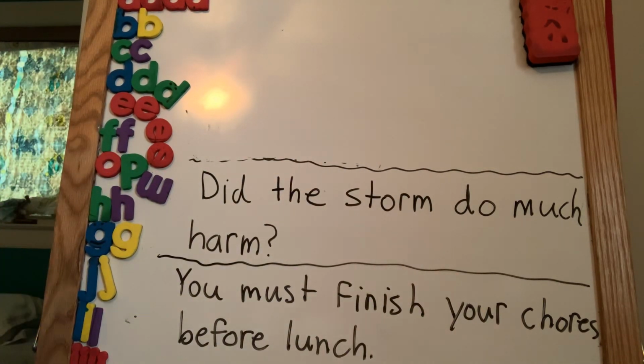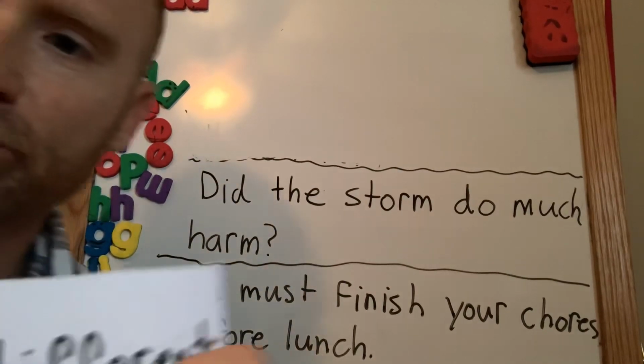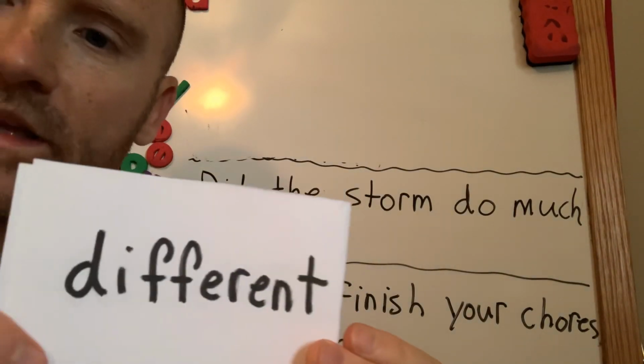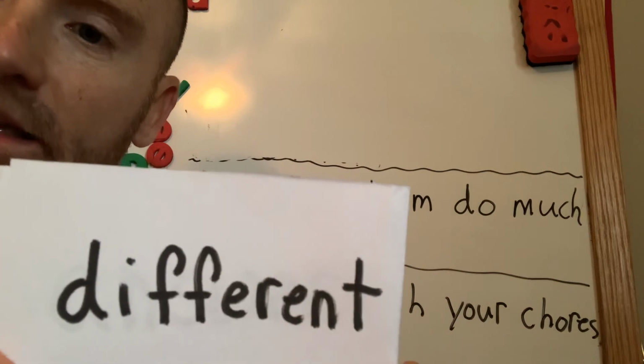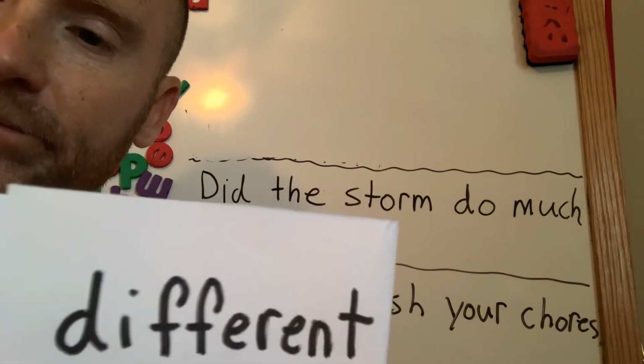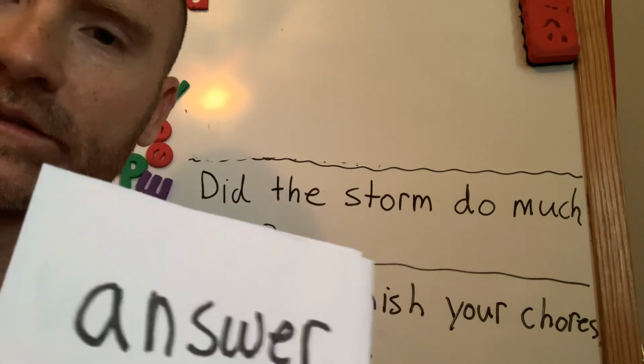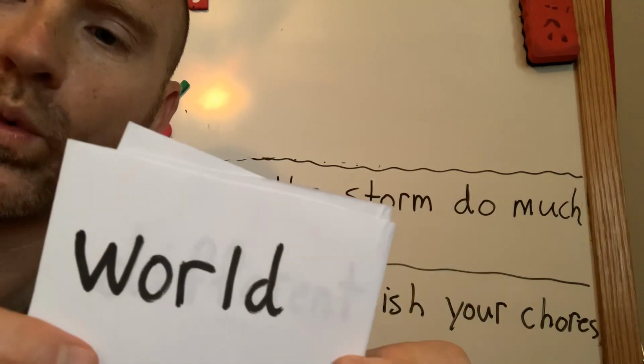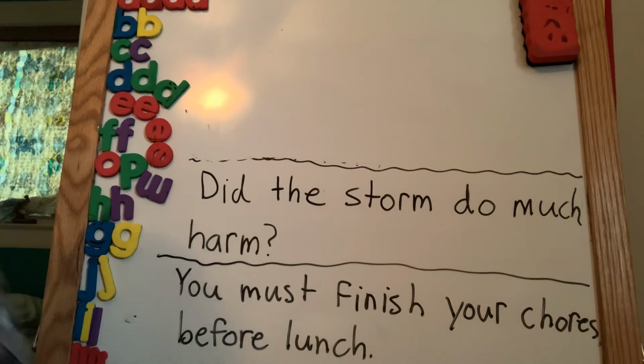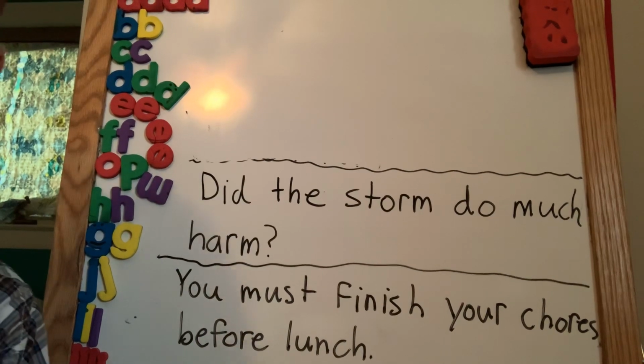And then let's just quickly practice our trick words for this unit. We've already done it once. What's this word? See if you can do it quickly. Different. Answer. World. Very good. Okay. All right. So let's get into this unit.